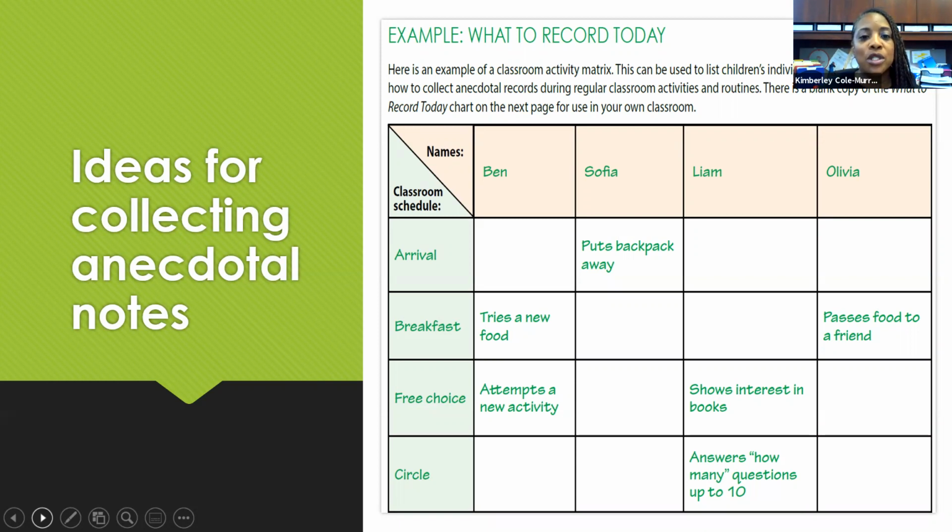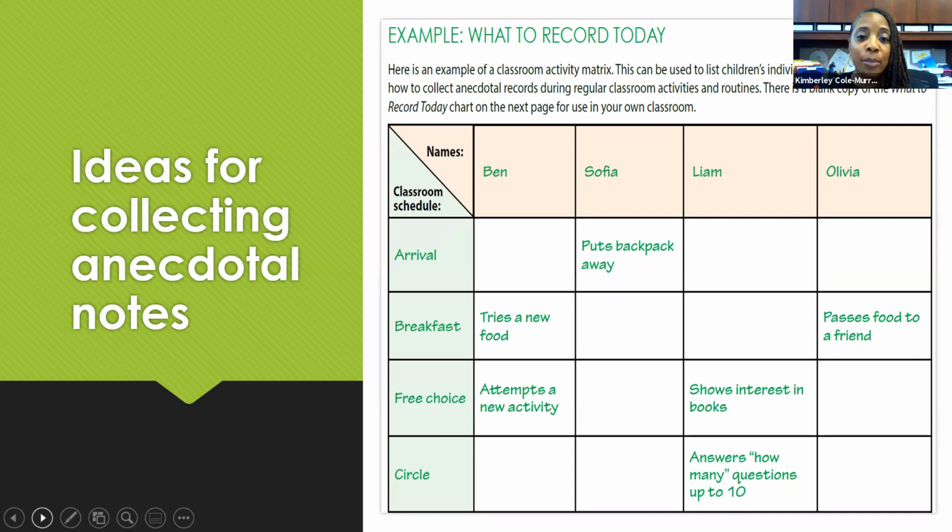What I like about this chart is that across the top of the chart, there's a space for the children that are in your group that you are responsible for writing notes on or being the primary caregiver or teacher for those children. Along the left-hand side of this chart, you can write down the part or events of the day. So where these two columns come together is where you can write your note for that child for that part of the day.